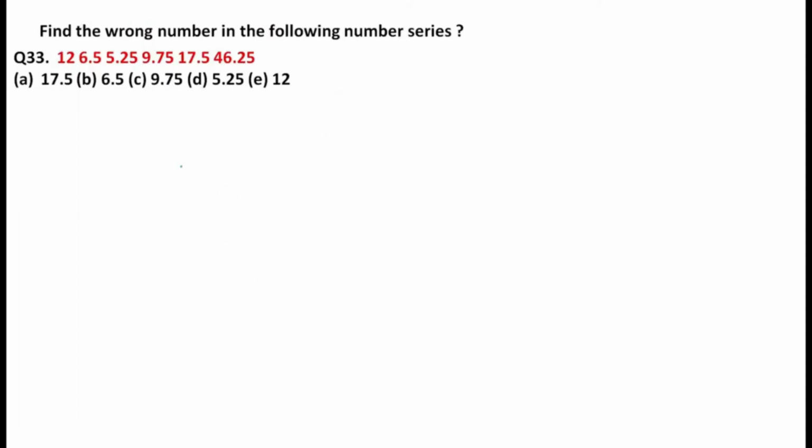12 becomes 6.5, which means 12 is multiplied by 0.5 plus 0.5, you can get 6.5. Now 6.5 is multiplied by 1, plus 0.5. And we want still 5 point something, which means minus 1, you can get 5.5. But they gave us 5.25. This is the wrong number.